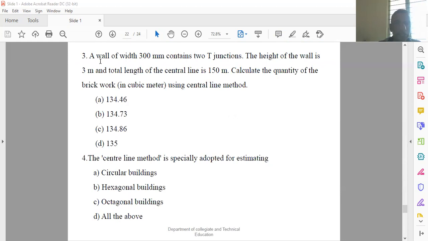Next, third question: a wall of width 300 mm contains two junctions. The height of the wall is 3 meter and the total length of center line is 150 meter. Calculate the quantity of brickwork in cubic meter using the center line method. A, 134.46 cubic meter; B, 134.73 cubic meter; C, 134.86 cubic meter; D, 135 cubic meter.